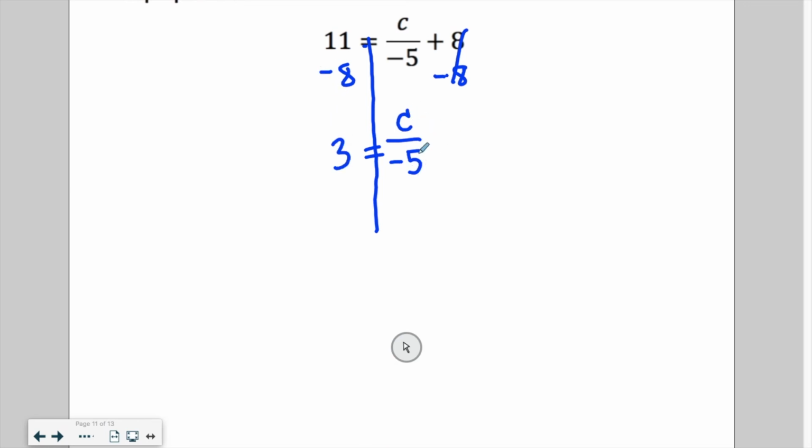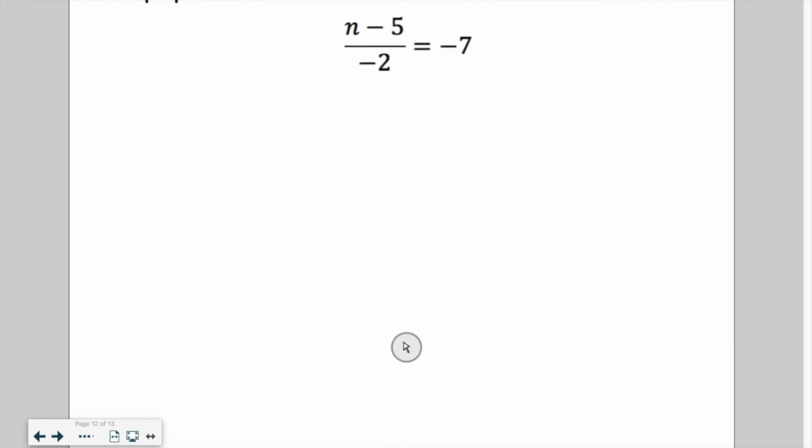So C is being divided by negative 5, so what should you do? What's the opposite of dividing by negative 5? Multiplying by negative 5. Everybody say, yay, I got that right. Or, yeah, Mrs. Glenn, I had that. All right, so these cross cancel, leaving you with C equals, and negative 5 times 3 is negative 15. Bada boom, bada bang, and we're done with that one.